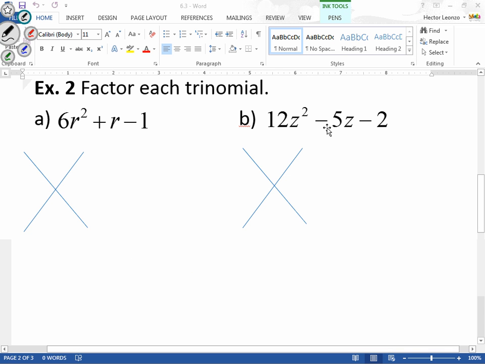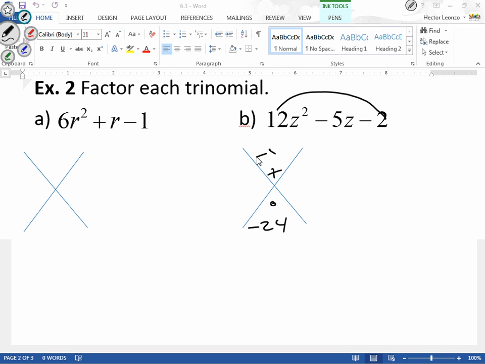Let's take a look at example number 2, or example B. First, I look for a greatest common factor. There's nothing I can divide it by. Okay, so I'm looking for two numbers that multiply to negative 24. Remember, I multiply those two, but they have to add to negative 5. Because they multiply to a negative, I know the signs are different.